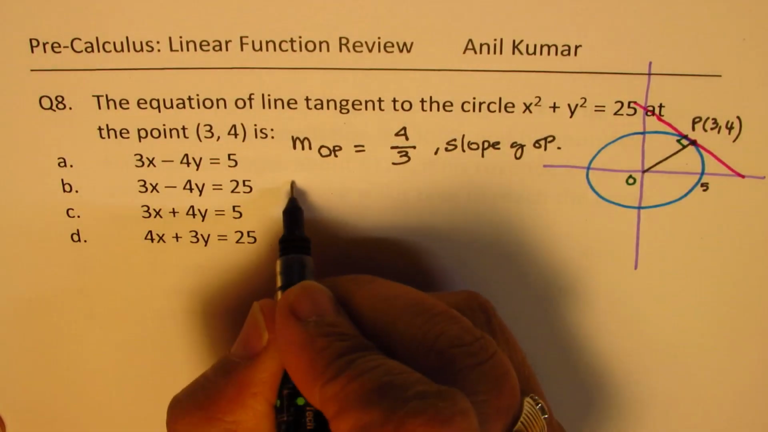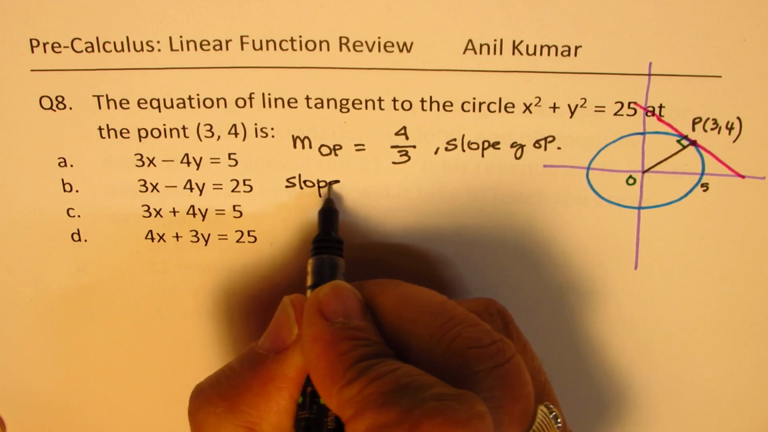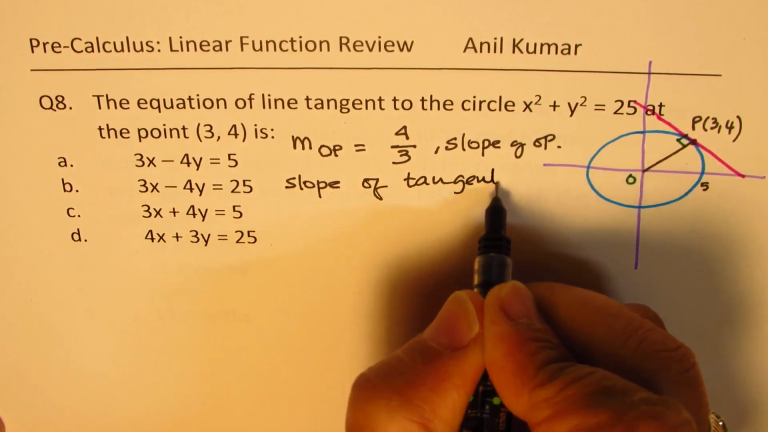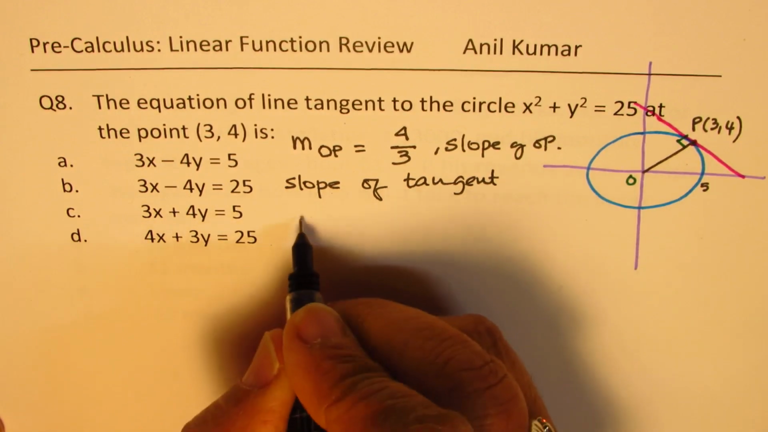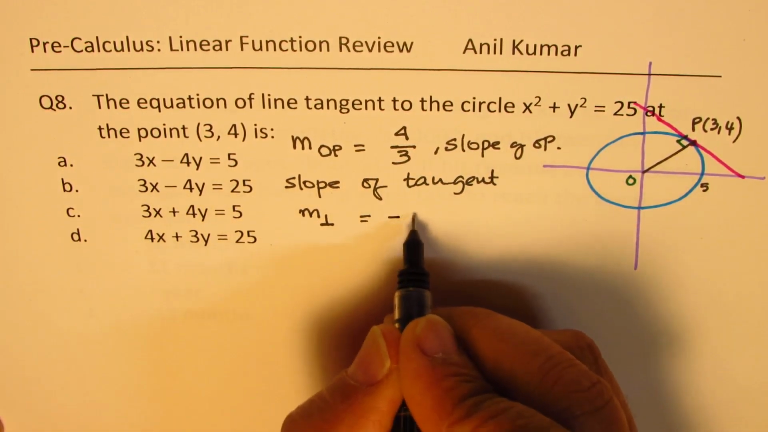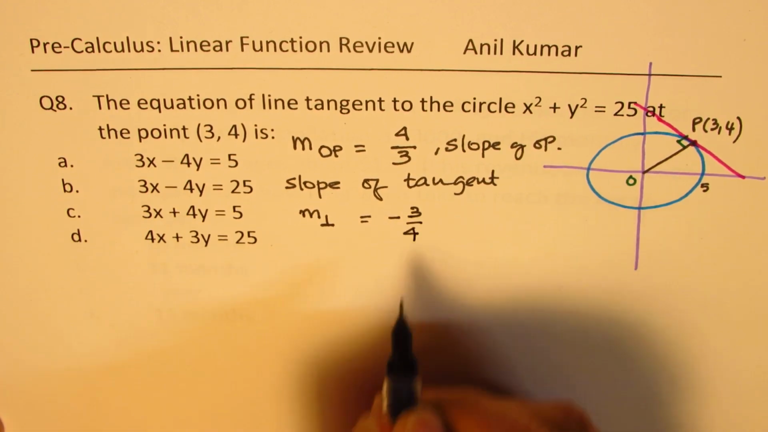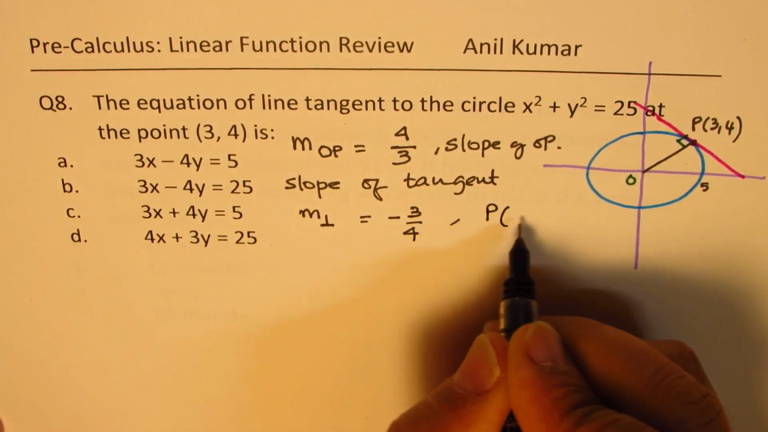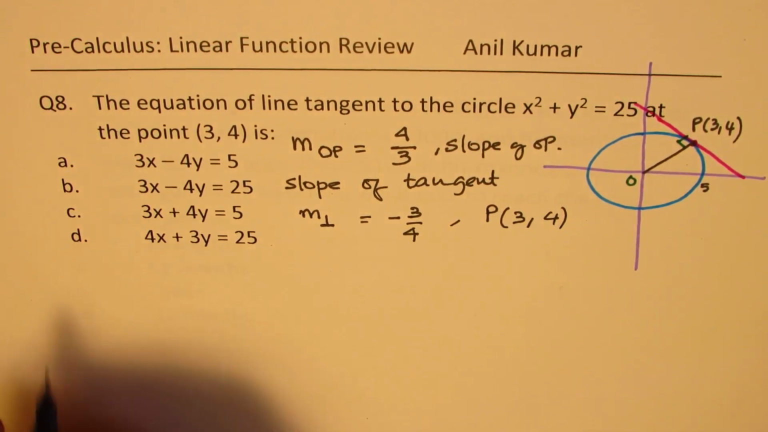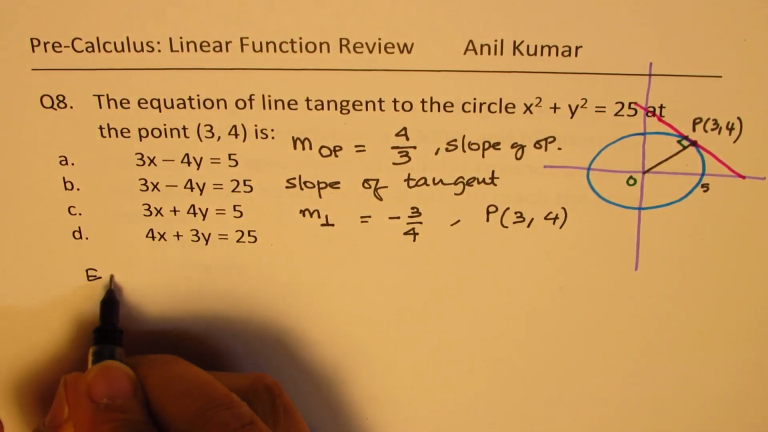So the slope of the tangent is what? Well, the slope of the tangent, let's say m, which is perpendicular, will be the negative reciprocal, which is minus 3 over 4, correct? And we know it is going through the point (3, 4). So the equation of the tangent will be what? We can now write the equation of the tangent here.